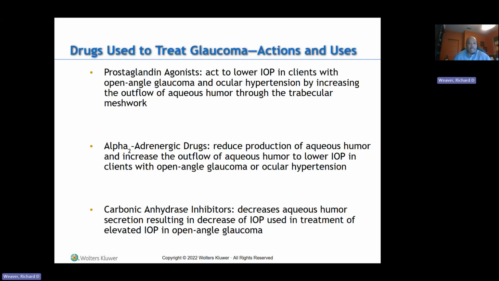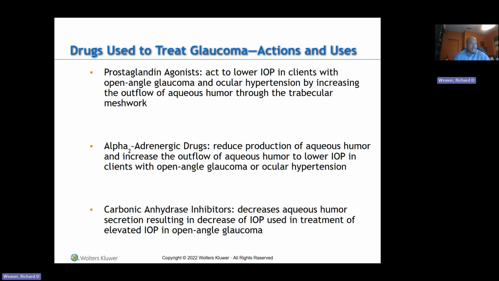Now, then you have the alpha 2 adrenergic drugs. One of the drugs, called brimonidine, is an alpha 2 adrenergic receptor agonist used to lower the intraocular pressure in patients with open angle glaucoma and or ocular hypertension. Now, this drug acts to reduce the production of aqueous humor, and it also increases the outflow of aqueous humor. So it does a couple of things there.